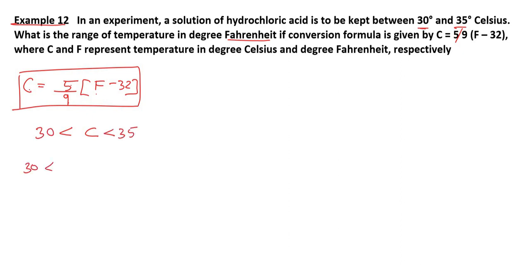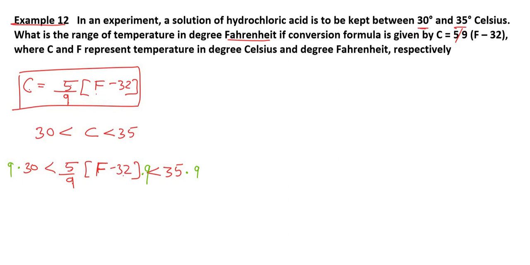So what we can do? We can write the C value, which is 5 by 9 (F minus 32), less than 35. Correct? To solve it, we want F only. We don't want 9, don't want 5, don't want 32. How to get rid of it? Can I multiply by 9 on all sides? See, 9 I don't want. So can I multiply by 9 here, into 9 here, into 9 here, on all sides? Because we don't want 9.